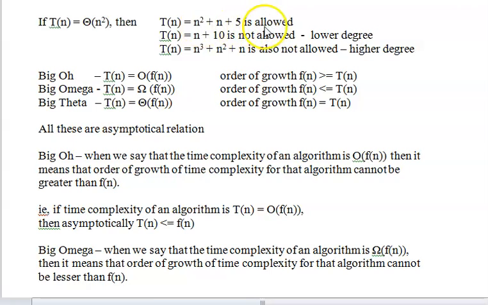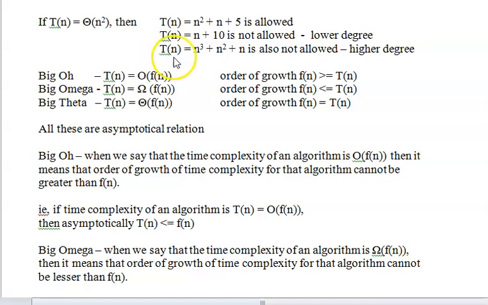So this is allowed. If T(n) is equal to n plus 10, then the degree of this polynomial is 1, whereas this is 2. This is n square and this is n, which is not allowed. Why? Because this function is of lower degree. For theta representation, we should have equal degree of these functions.